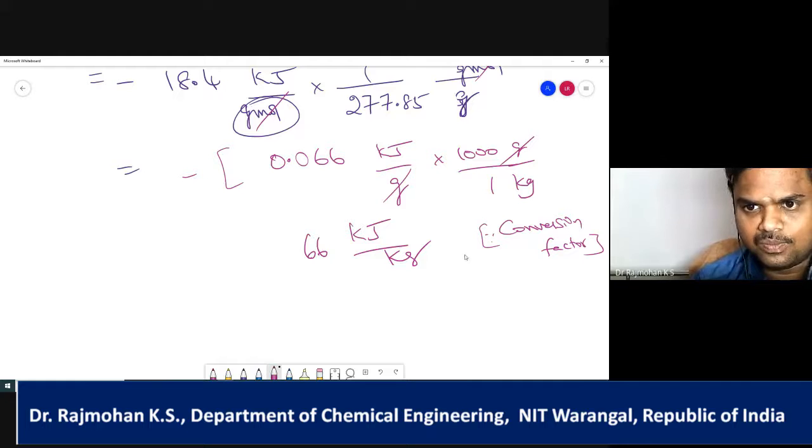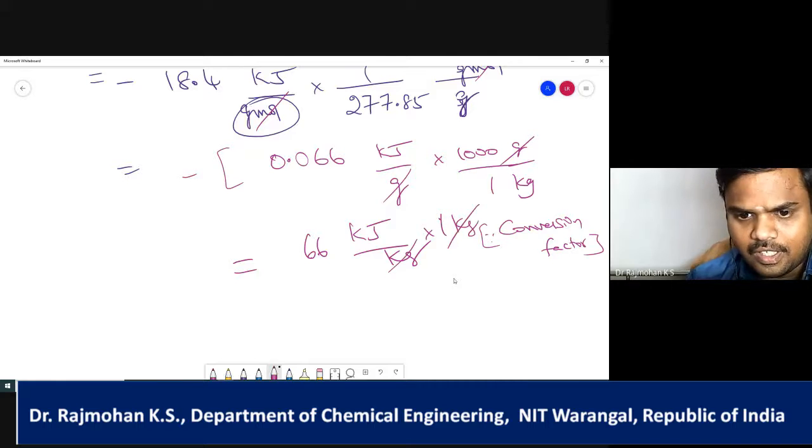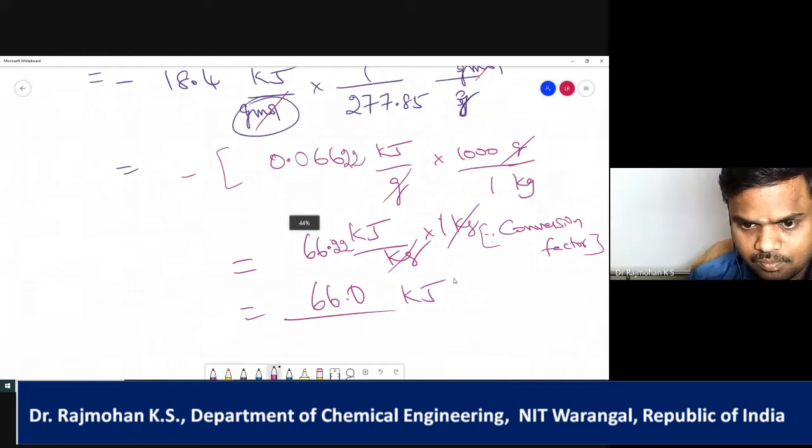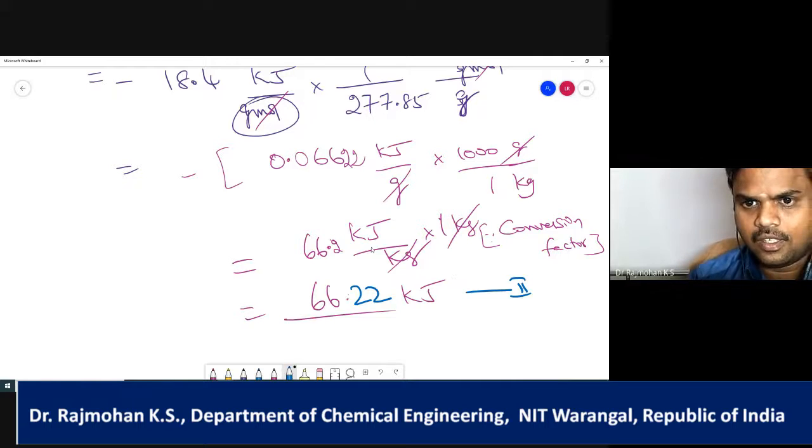But what is my C value? My C value is 1 kg, right? If you multiply by the C, 1 kg, what I get is this much kilojoule, that is 66 kilojoule. If you are calculating correctly, it is 66.22 kilojoules. Okay, this is the second and this is the first one.